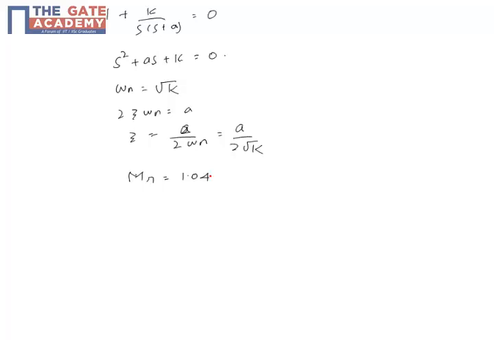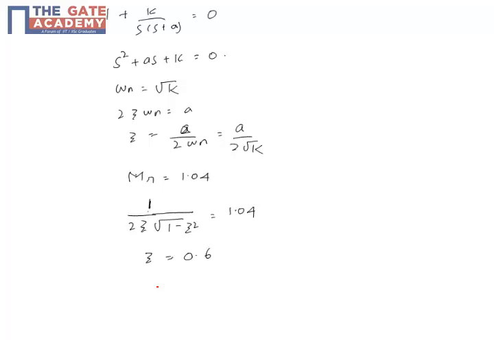Now the expression for resonant peak is 1 / (2ζ√(1 − ζ²)), so that is equal to 1.04 as given in the question. Now calculating, ζ is equal to 0.6. So the damping factor of the system is 0.6. Actually, this is 1 / (2ζ√(1 − ζ²)). Fine.